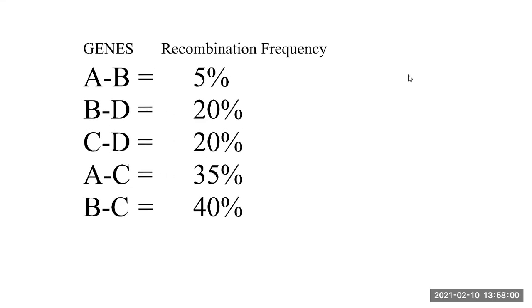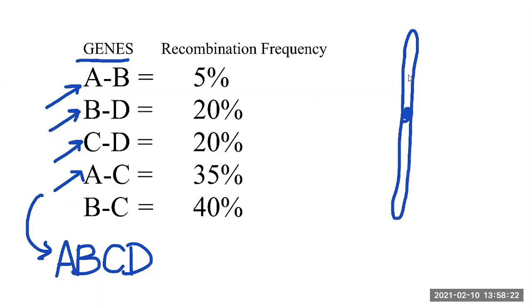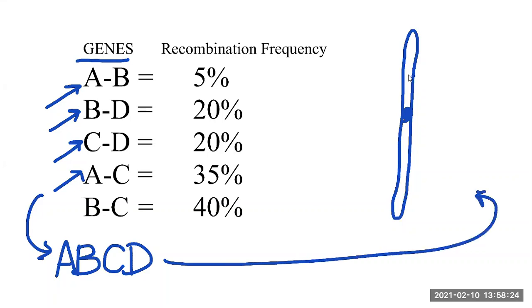So you'll notice here there's actually only 4 genes. You've got a whole bunch of distances, but you've only technically got 4 genes. The 4 genes in this particular one are A, B, C, and D. What they're telling you when they give you one of these tables is that these genes are on the same chromosome. So this could be a chromosome, and somewhere on this chromosome are genes A, B, C, and D.